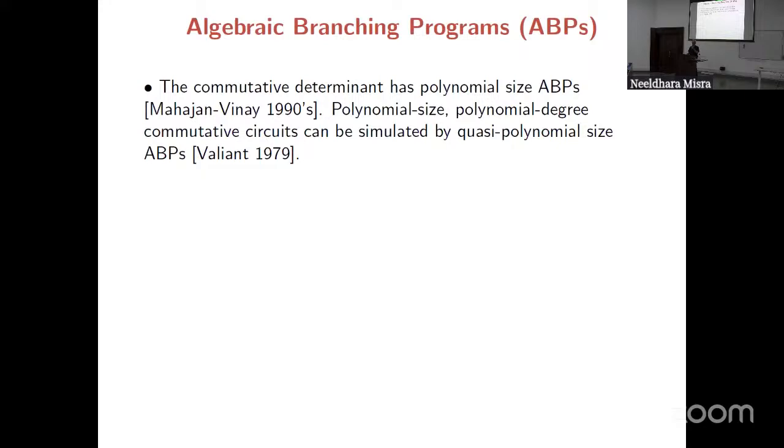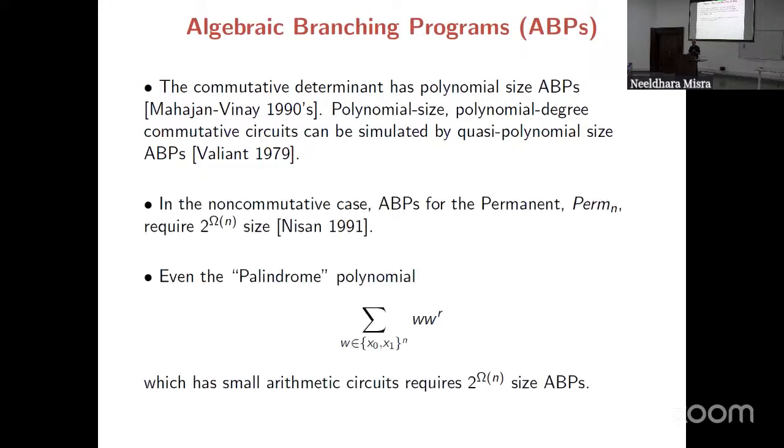Okay, I also wanted to mention some important results that are known. The commutative determinant has a very nice algorithm due to Mahajan and Vinay. On the other hand, in the non-commutative setting, Nisan showed that algebraic branching programs require exponential size. It's basically like the automata lower bound for context-free languages, for the palindrome polynomial, for the palindrome language. Essentially the same kind of idea lifts to a rank argument, and you get the lower bound proof there.